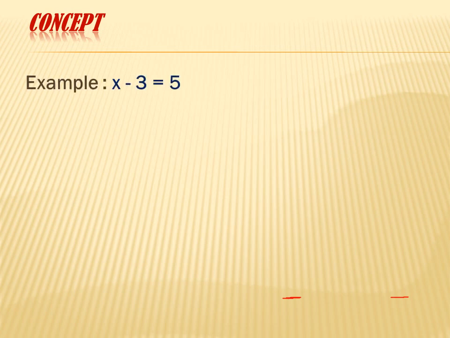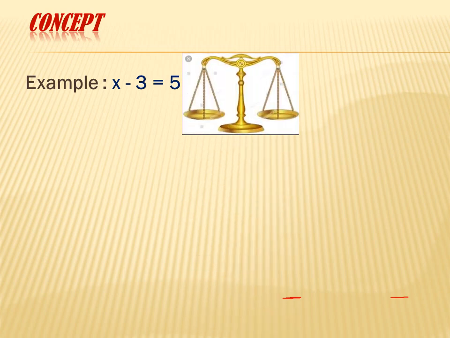Now we will start with the concept that is involved here. Let us have an example here. We have the example x minus 3 is equal to 5. Since it contains equality, we can consider this situation as two pans of a balance which are at equal level, because equality is there. One pan contains the left hand side and one pan contains the right hand side. So in this example, one pan contains x minus 3 and the other pan contains 5.